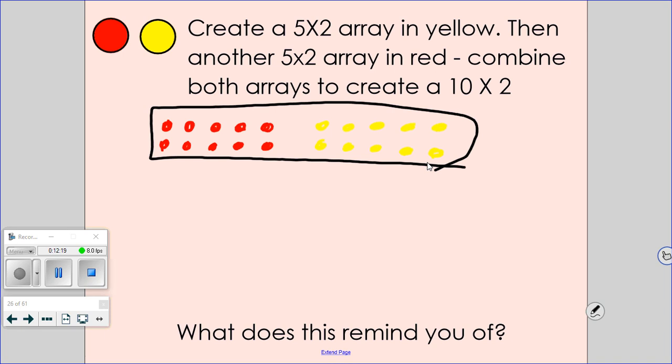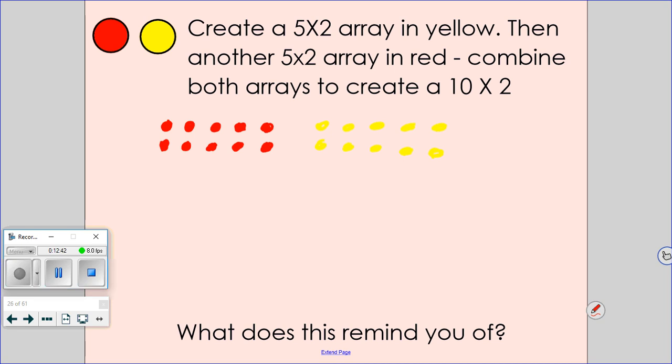Billy, you don't even have a 5 by 2 array yet. Come on, dude. So it should be a really long, skinny array. Lily Marie, that is not a 10 by 2. Mason, that's not a 10 by 2.